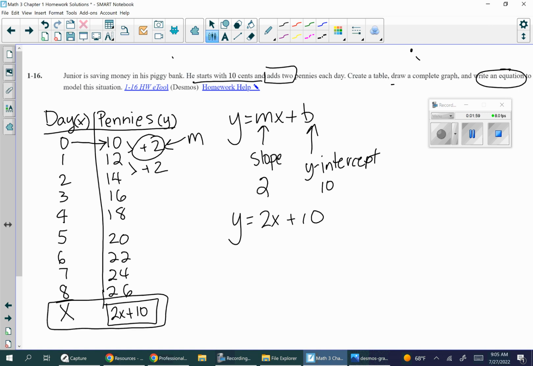Okay, drawing a complete graph, I am going to leave that up to you. I am going to ask you to make sure that you use a straight edge in order to create your axes, label your x and y axis with day and pennies, and draw a complete graph, understanding that he is adding a discrete 2. You can count the number of pennies he adds each day, so you will not be connecting the points on the graph.